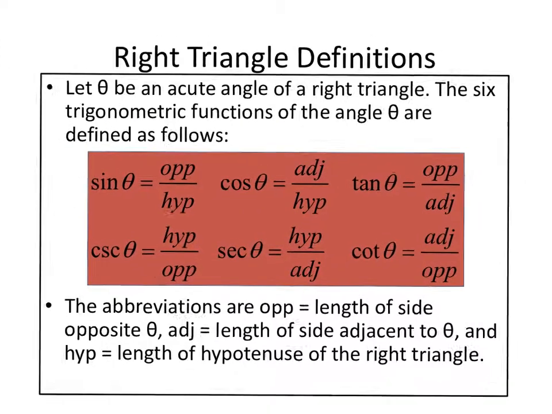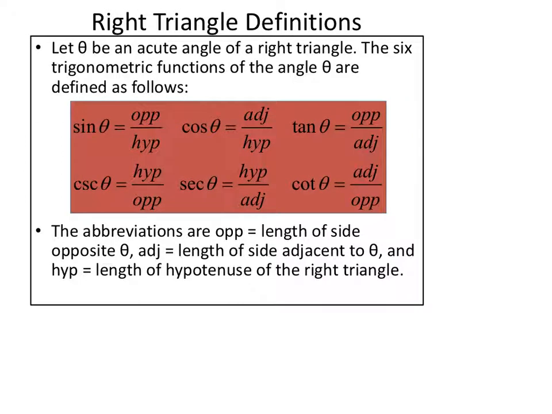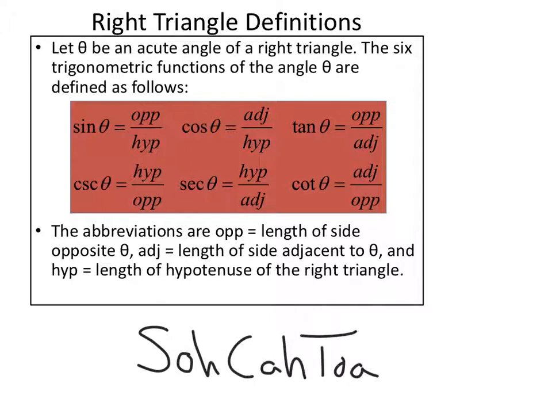One way that students choose to remember right triangle definitions is through something called SOHCAHTOA. Sine is opposite over hypotenuse, SOH. Cosine is adjacent over hypotenuse. And tangent is opposite over adjacent. And the pronunciation guide is SOHCAHTOA.